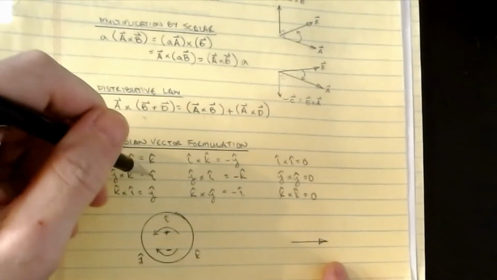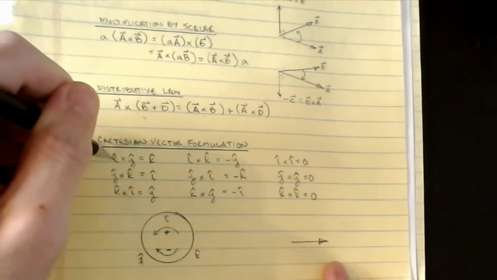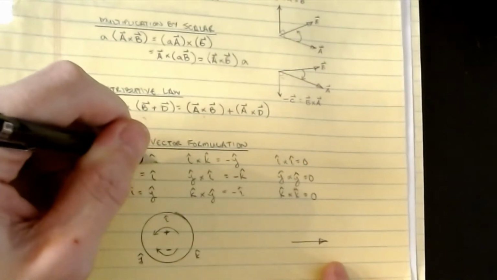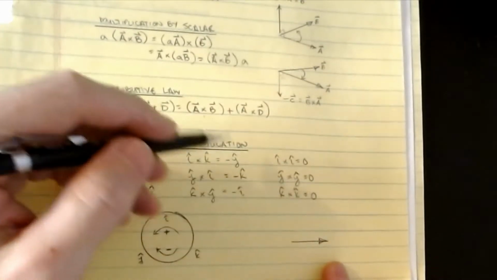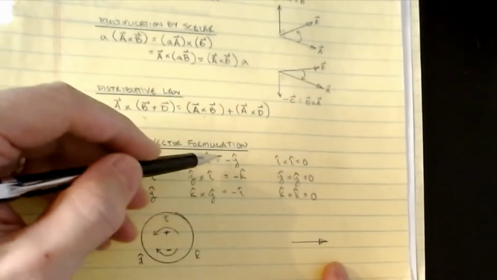J cross K gets me I. So again, one in the I direction, one in the J direction will give me one that's perpendicular to both, has to be the K. And so this is the identity for remembering those. But you've got to be careful with the minus signs on this.